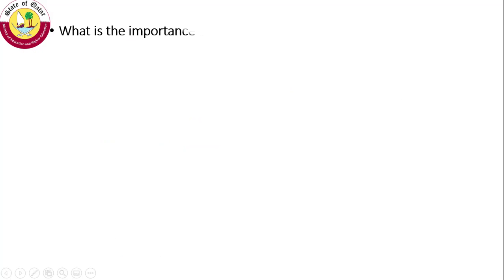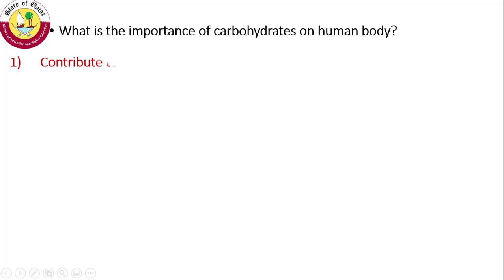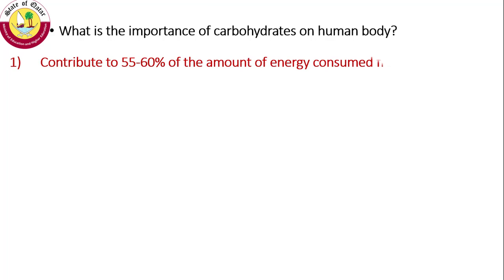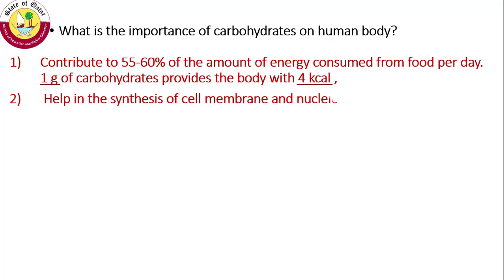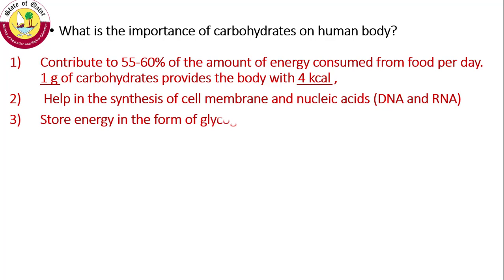What is the importance of carbohydrates on human body? It contributes to 55 to 60% of the amount of energy consumed from food per day. 1 gram of carbohydrates provide the body with 4 kilocalories. Second, it helps in the synthesis of cell membrane and nucleic acids, the DNA and the RNA. Third, it stores energy in the form of glycogen in the liver and muscles.